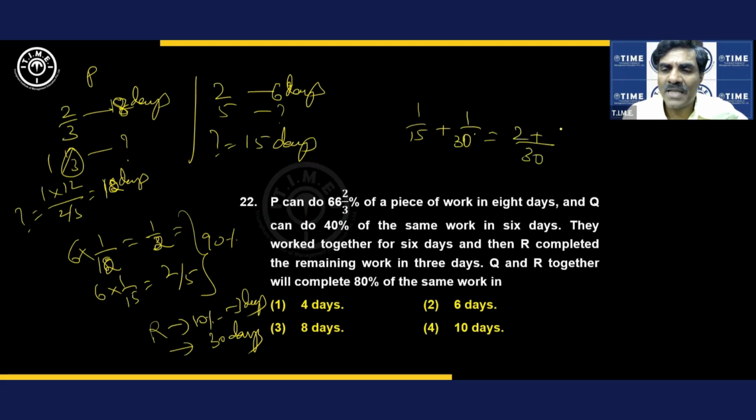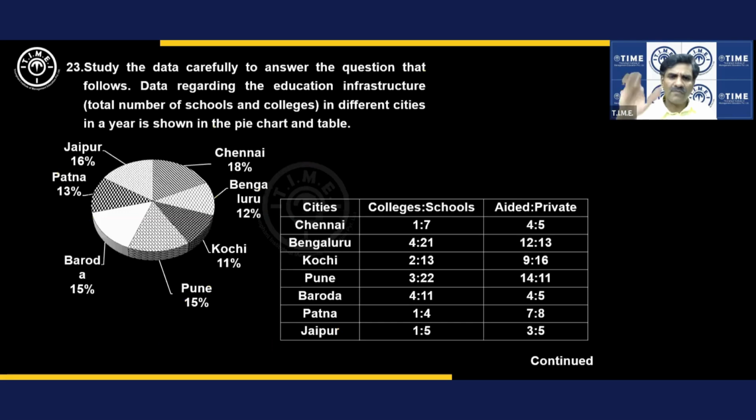15 will go 2 times, 30 will go 1 time. 3 by 30 means 1 by 10. So whole work they'll complete in 10 days. But we are not interested in whole work. We are interested in only 80% of the work. So 80% of the work they'll be completing in 8 days, we can say. Right? It's an easy question, not a difficult one.